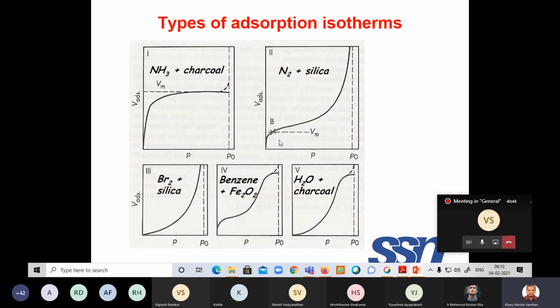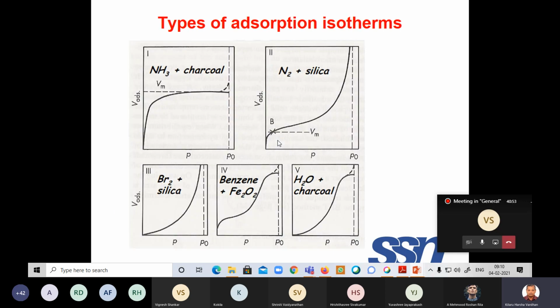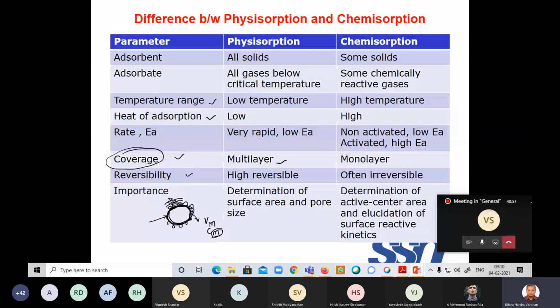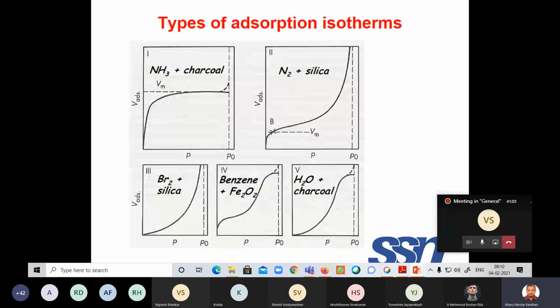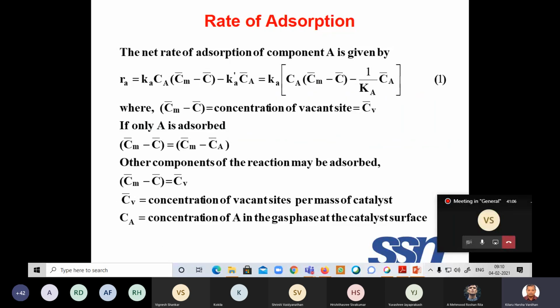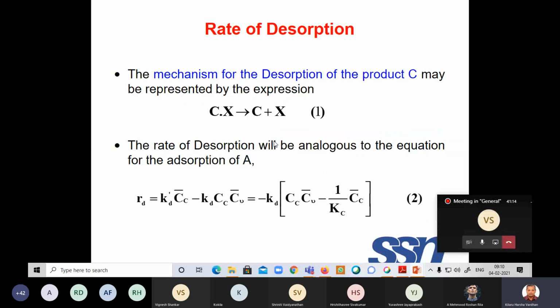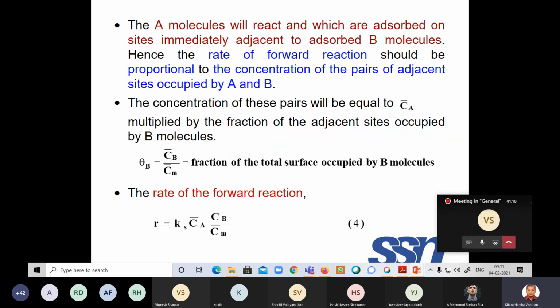Once we have discussed the adsorption isotherms, the types of adsorption isotherm, and the difference between physisorption and chemisorption, now it is for us to write the rate of adsorption. How to write the rate of adsorption, right? I'll take this a bit later because we still need to discuss more. Then we'll come back here.